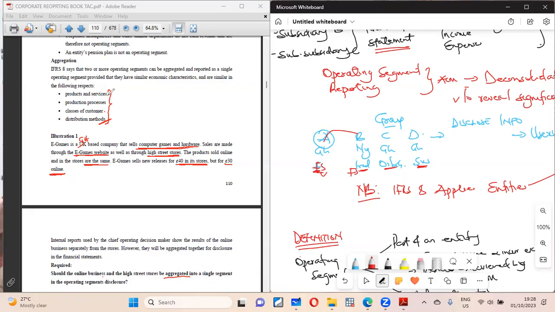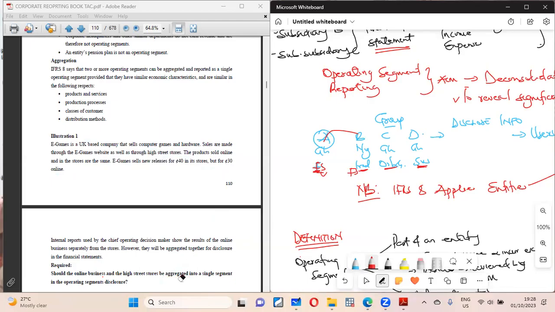Why? Because even though this one is the same, this one is the same, this one is the same, this one is not the same. All right. So we cannot make it an operating segment. Yes, John Mark. So do you have to meet all the criteria before you aggregate? Yes, boss. Okay, thank you. That is that. You have to meet all the criteria.